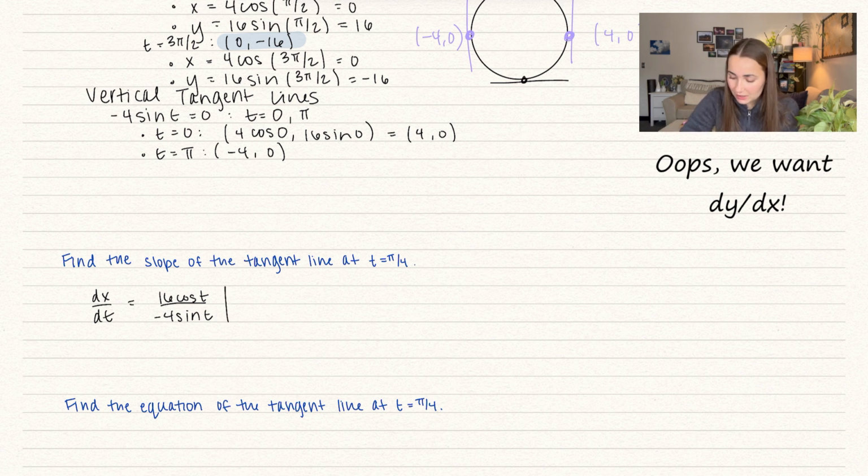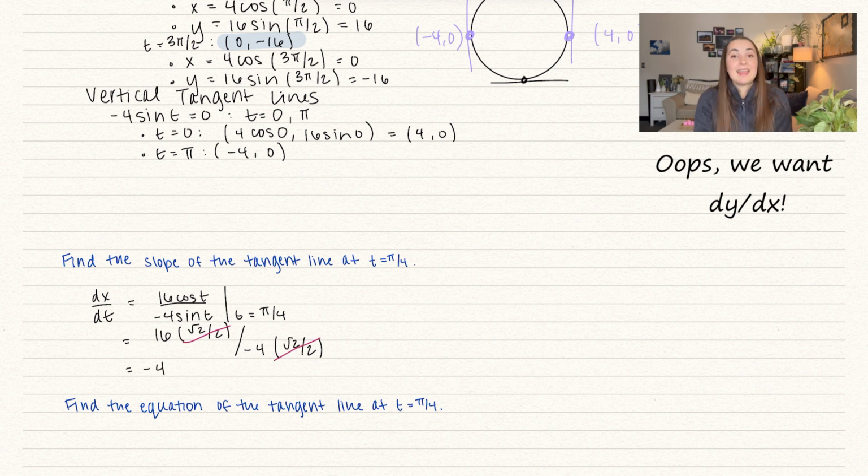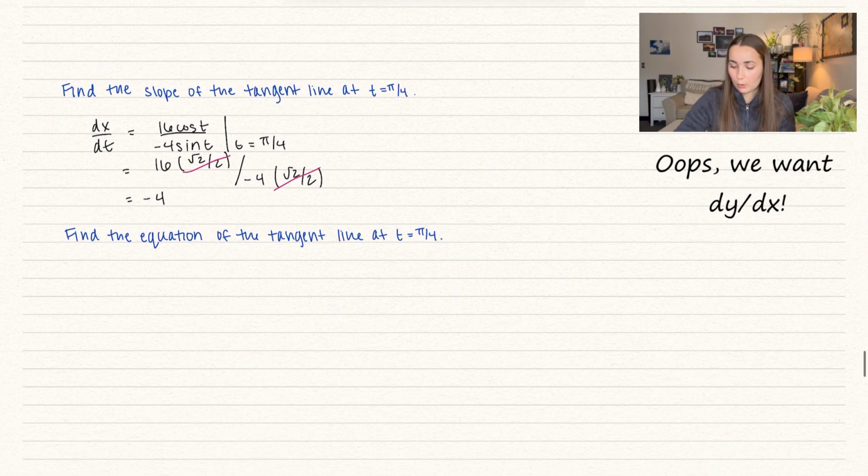So what we do is we're going to evaluate it at our actual t value, what they're telling us. So pi over 4. So this is equal to 16 cosine of pi over 4, which is equal to the square root of 2 divided by 2, divided by negative 4 sine of pi over 4, which is also equal to root 2 over 2. Let's go ahead and simplify that, right? The root 2's cancel, and we're left with 16 divided by negative 4, which is equal to negative 4. And that's the slope of the tangent line at the t value pi over 4.